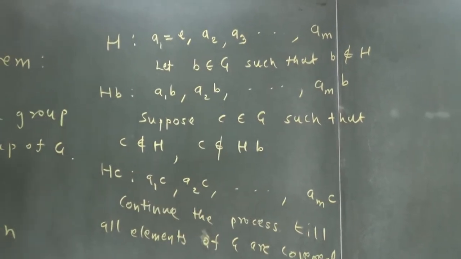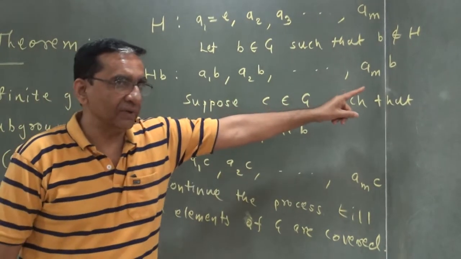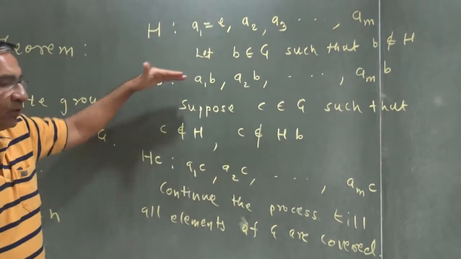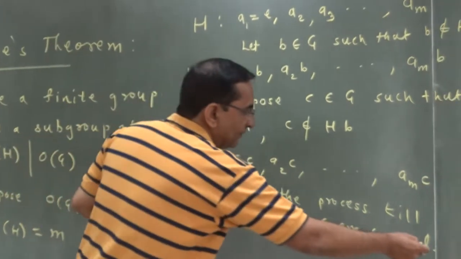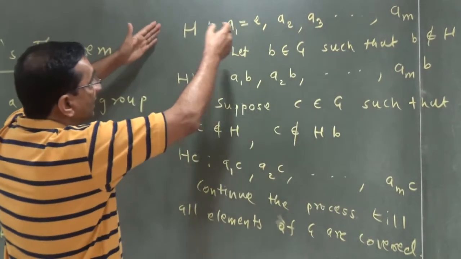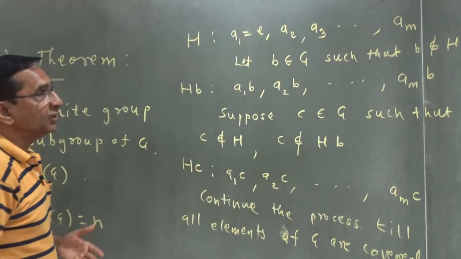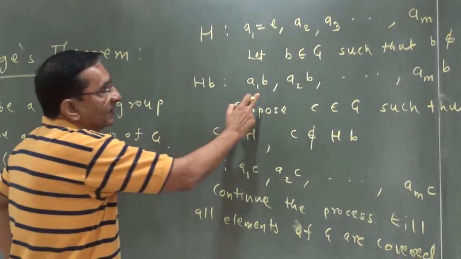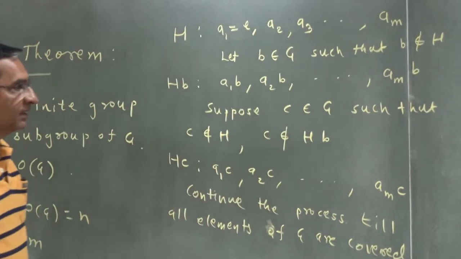Okay. So if I prove that in each row I have distinct elements and no two rows have a common element, then I have proved that the number of elements in G must be a multiple of the number of elements in H. Okay. So what I need to prove is that if I take any row, then the elements in that row are distinct. Now is that clear?